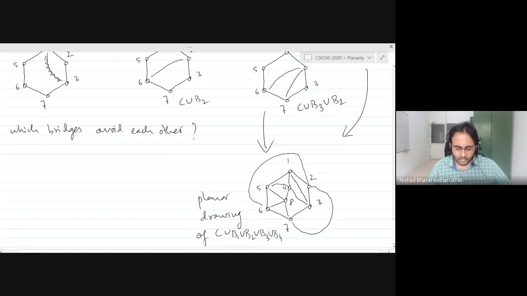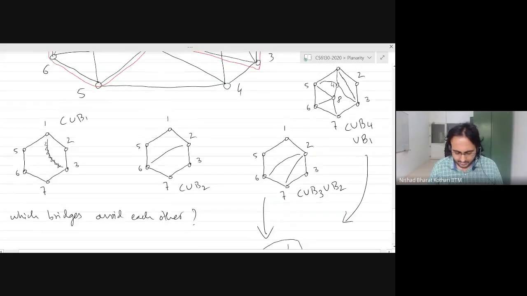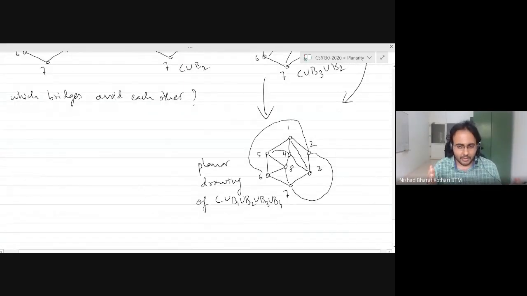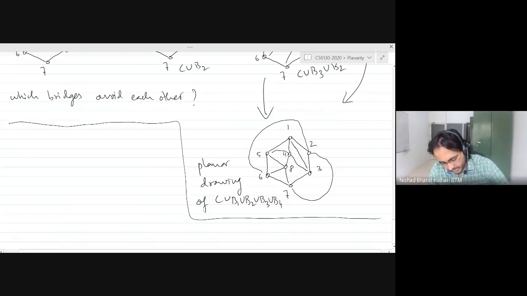Okay? Good. So what happened here? What exactly happened? Why were we able to succeed in getting a planar drawing of the whole graph? Can we just always do that and get a planar drawing of every graph? So I have a question.